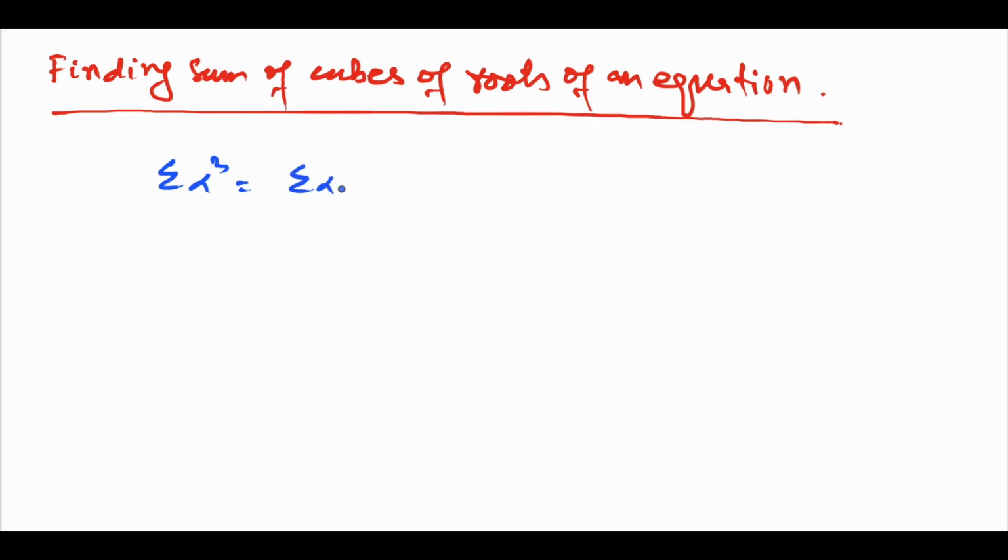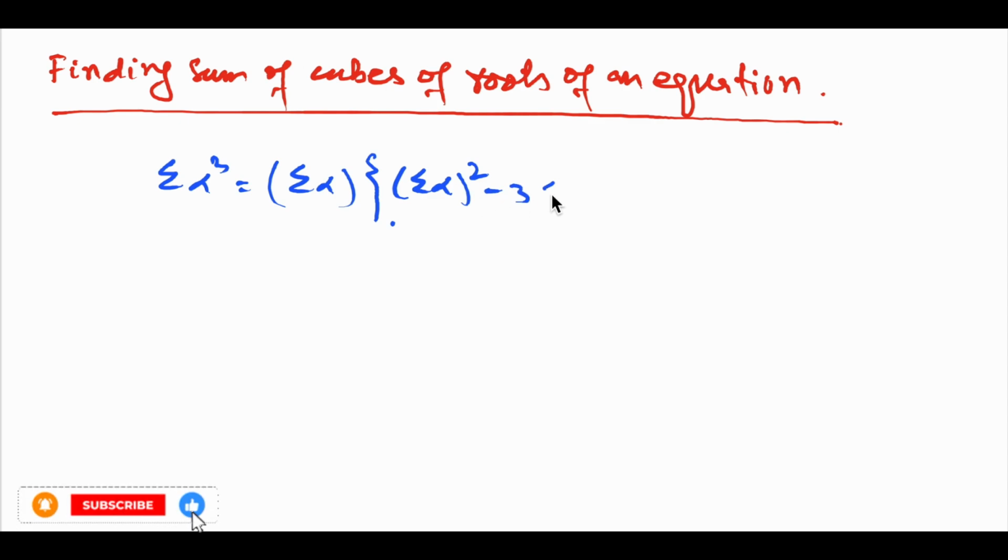Sigma alpha in one bracket, and in the other bracket, this multiply, this is sigma alpha whole square minus 3 sigma alpha beta, and plus 3 sigma alpha beta gamma. If there is nothing present, then I will take it as a 0.